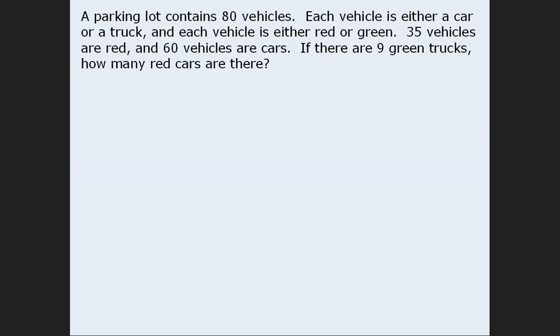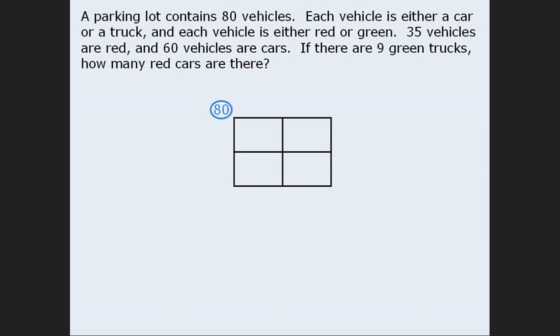Here's how the method works. We're going to take each of the 80 vehicles and place them into one of the 4 boxes shown here. Now one of our 2 features is vehicle type. So in the 2 boxes in the top row, we'll place cars, and in the 2 boxes in the bottom row, we'll place trucks. The other feature is color. So in the 2 boxes in the left-hand column, we'll place red vehicles, and in the two boxes in the right-hand column, we'll place green vehicles.